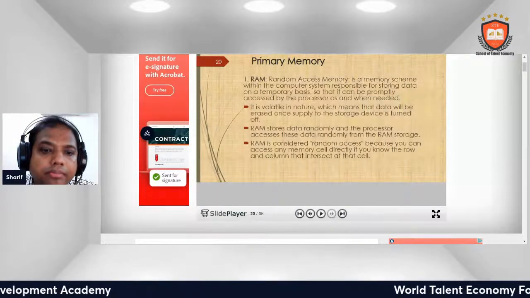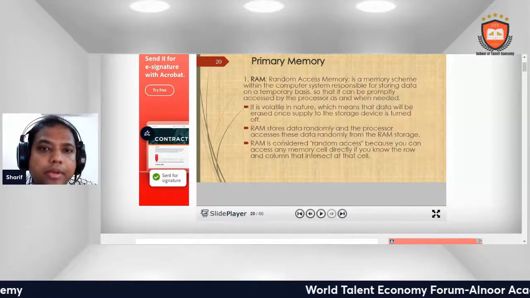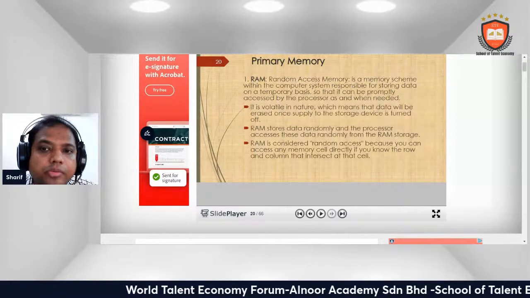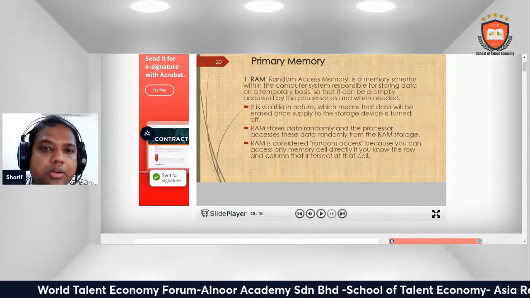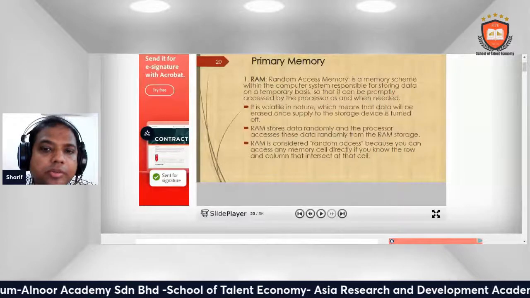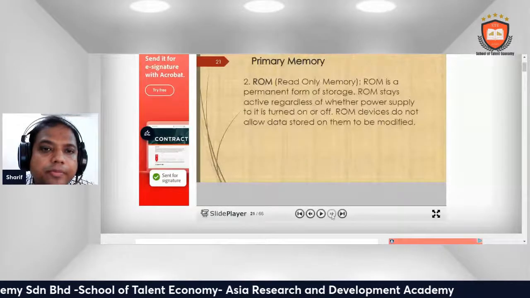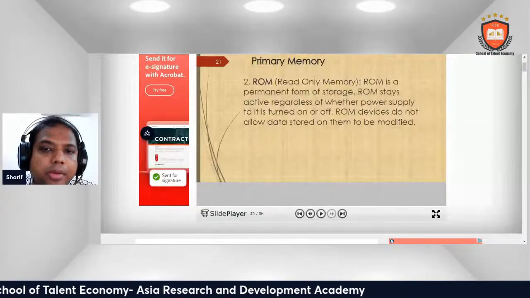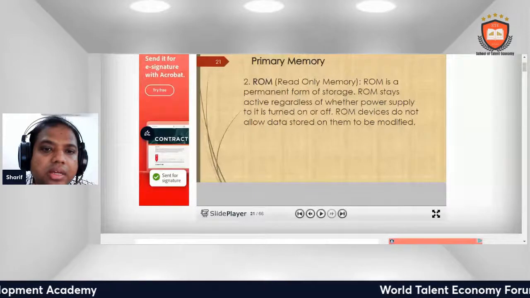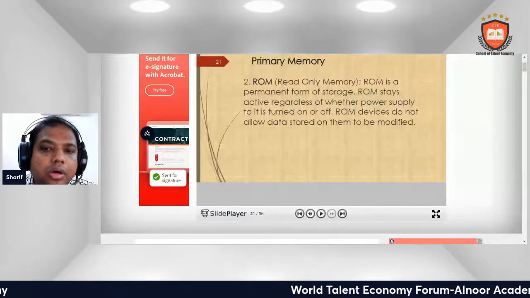Primary memory. RAM, random access memory, is a memory scheme within the computer system responsible for storing data on a temporary basis so that it can be promptly accessible by the processor as and when needed. ROM is a permanent form of storage. ROM stays active regardless of whether the power supply to it is turned on or off.